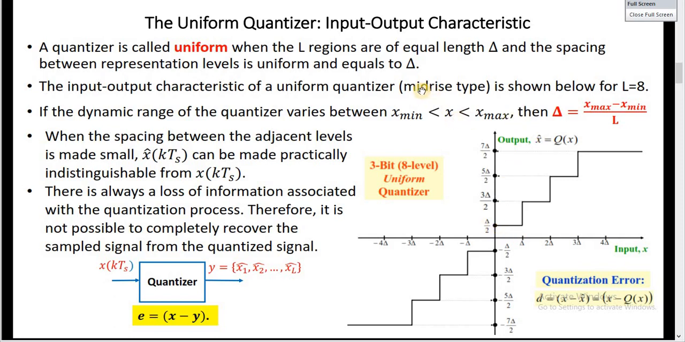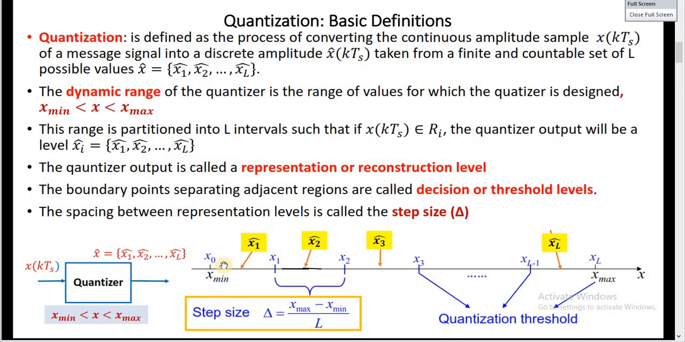This quantizer is called mid-rise type because 0 is not one of these representation values. That is, the output is either delta over 2 or minus delta over 2, 3 delta over 2, minus 3 delta over 2, and so on. 0 is not one possible realization of the output of the quantizer. So for a uniform quantizer, the representation value is taken halfway between x0 and x1, so it falls in the middle of this decision region. Similarly, for the next segment, the representation value falls halfway between x1 and x2, the next falls halfway between x2 and x3, and so on.